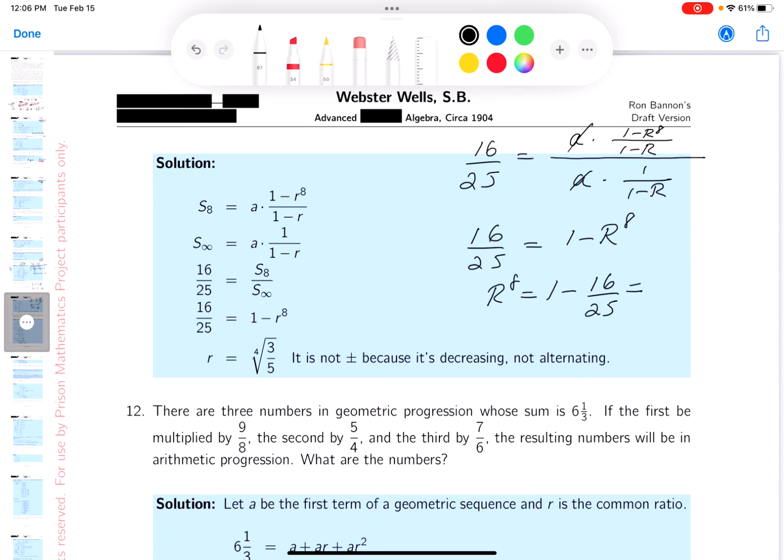Well, let's do this. What do you get over here? It's going to be 25 over 25 minus 16 over 25. So you're going to get R to the 8th equals, let's see, 25 minus 16 is 9, over 25. All right? Well, I guess I have to do something here, don't I? R could be a plus or minus sign.